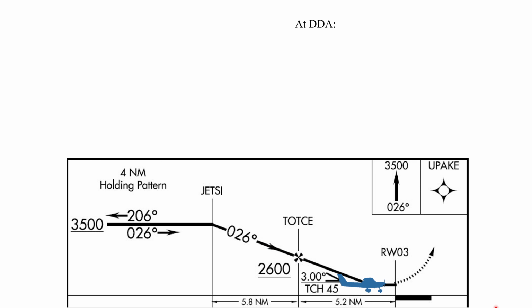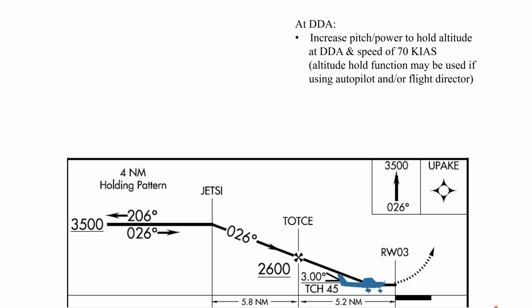So what that's going to look like is that when we arrive at the DDA, we'll increase pitch and power to hold altitude at the DDA and at a speed of 70 knots. This is going to be a power setting very similar to what we had at the platform altitude prior to Totsi intersection and prior to intercepting the glide path. It should be about 2,200 to 2,400 RPM to hold our altitude at the DDA and at a speed of 70 knots.